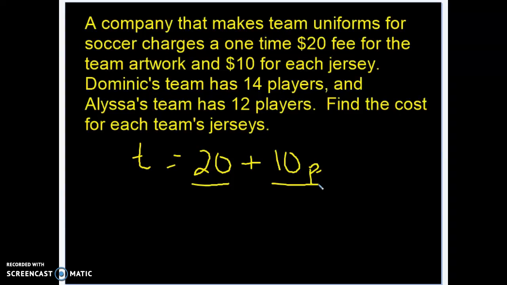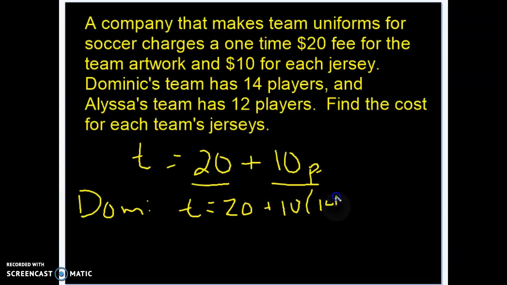So we can start off with Dominic's team. We'll just call it Dom. Dominic's team has 14 players. So we know that the total cost is going to be equal to 20 plus 10 times 14, because he has 14 players. So then we can calculate: 10 times 14 is 140, and 140 plus 20 is going to give us a total of $160. So Dominic's team would have to pay $160.